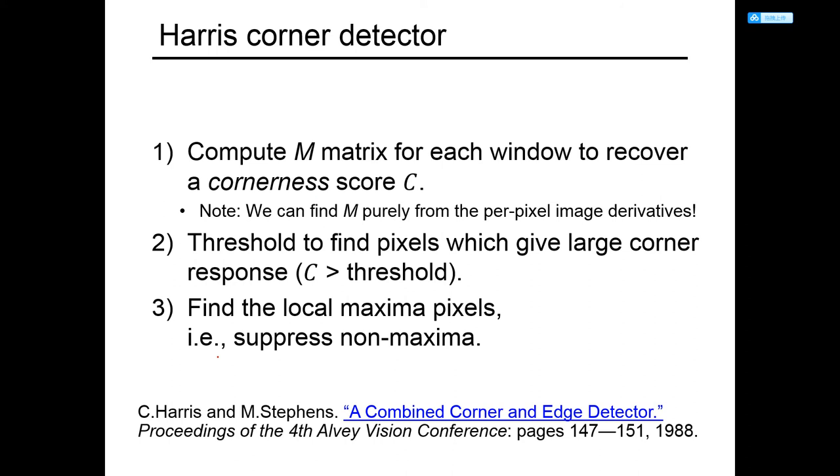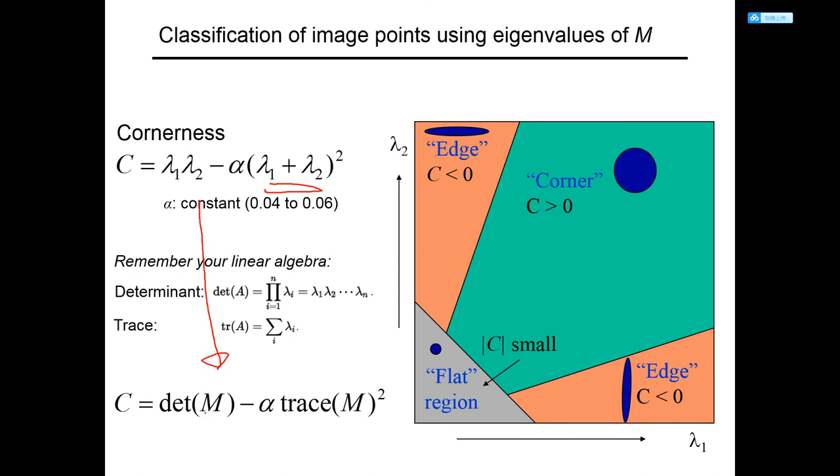So this is actually basically the Harris corner detector. We need to compute the M matrix for each window, and afterward compute the C values. We actually don't need to diagonalize or compute the eigenvectors and eigenvalues, because ultimately C is just equal to the determinant minus the trace squared.